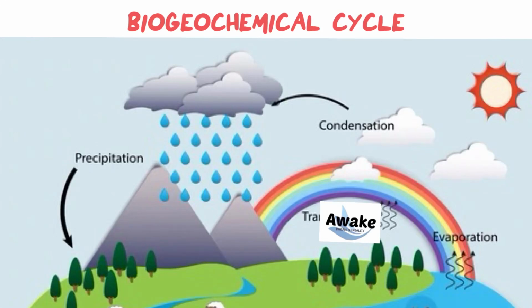Here is another part of environment terminology, biogeochemical cycle. What is the cycle, how the cycle is happening, and what are the associated environmental factors with respect to the cycle will be studied in this session. See, what is a biogeochemical cycle is our first question.